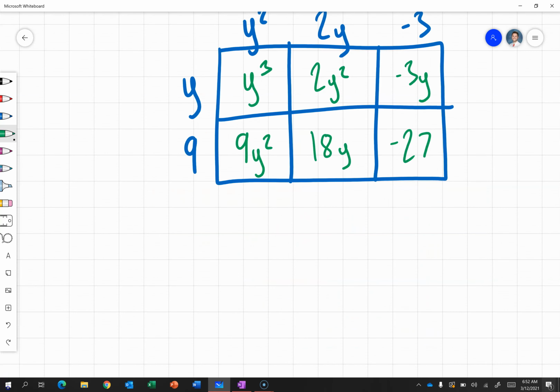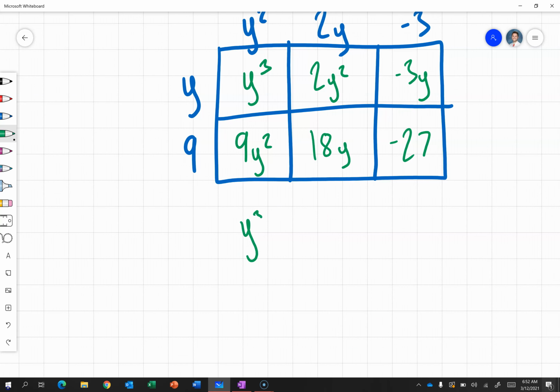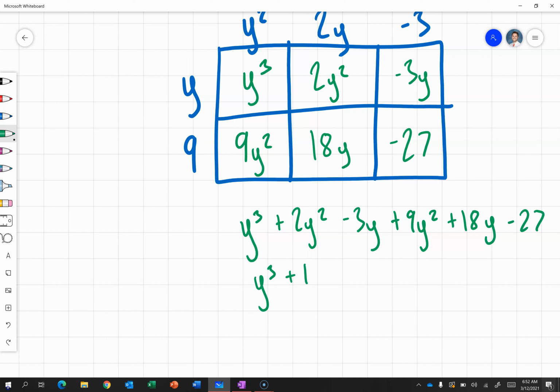Okay, so once again, we can write all of these out. Y cubed plus 2y squared minus 3y plus 9y squared plus 18y minus 27. And then we can combine like terms. So I see we've got a 2y squared plus 9y squared, which would be 11y squared. And we have negative 3y plus 18y, so that'll be plus 15y minus 27.